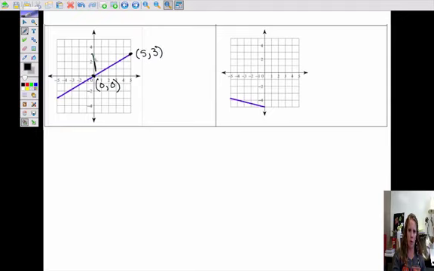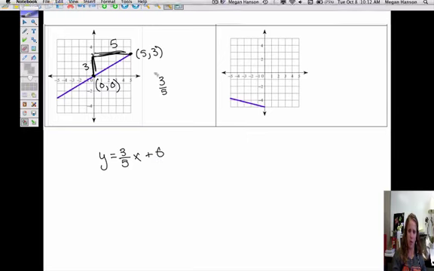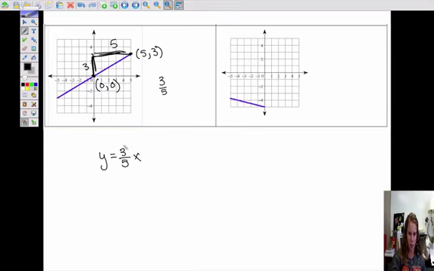Okay, so I go up 3, and I go over 5, so my slope is 3/5, rise over run, so we have y equals 3/5 x. Now, what's my y-intercept? If I cross at 0, my y-intercept is 0, but you really don't even need to know that, or to write that, because anything plus 0 is itself. So that's my equation.